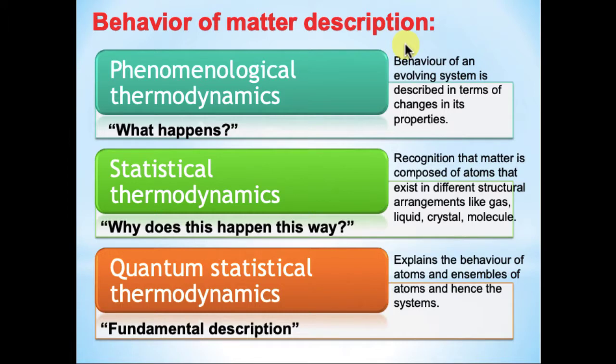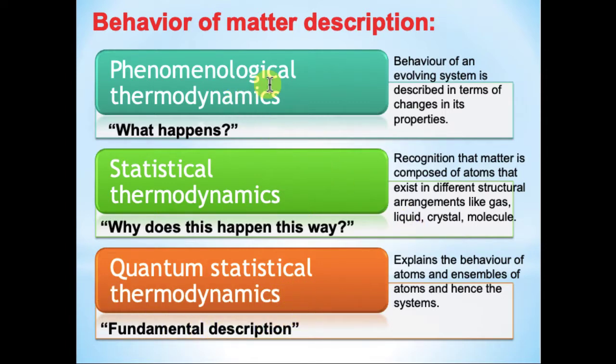Now we reach the part on the three levels of the thermodynamic apparatus. What determines how matter behaves? There are three levels of sophistication that are used in answering this question. Those three are phenomenological thermodynamics, statistical thermodynamics, and quantum statistical thermodynamics.